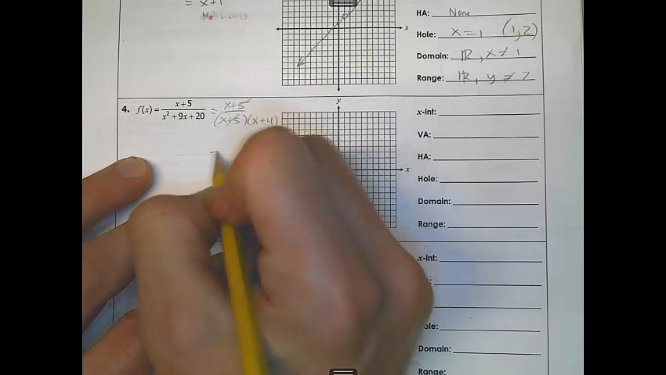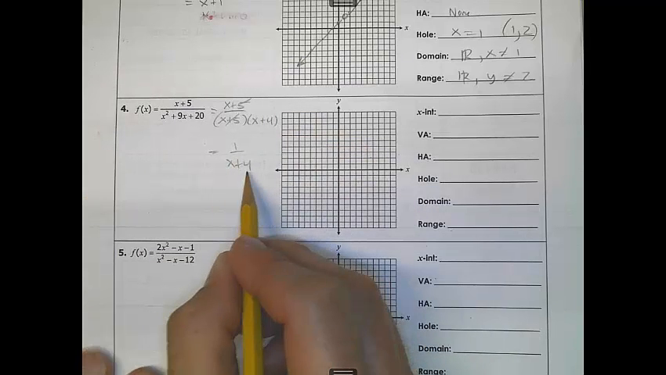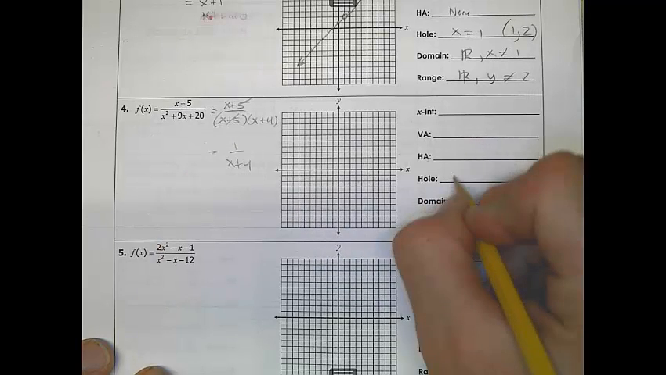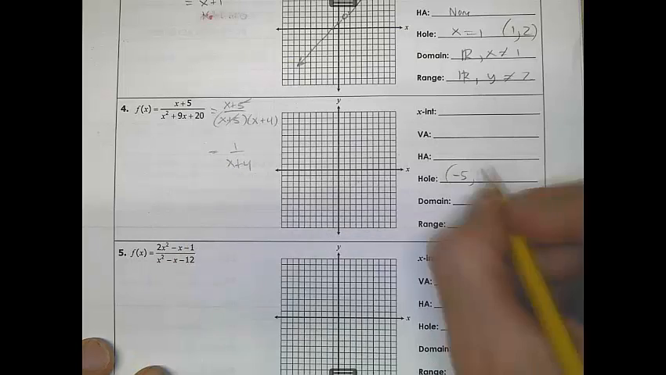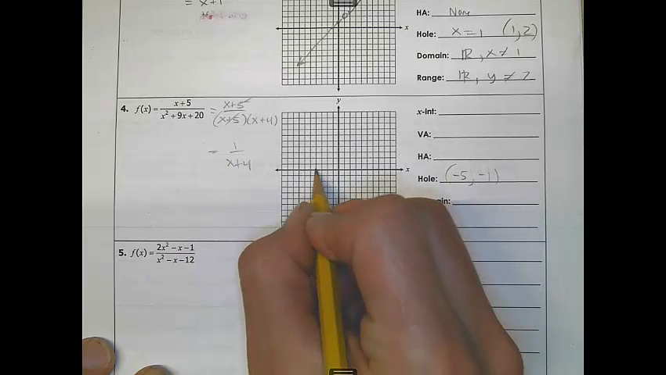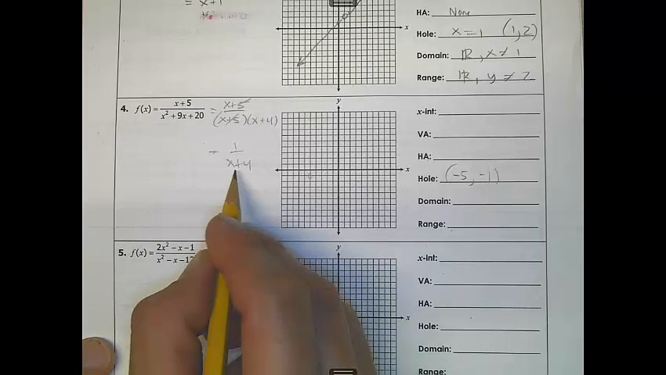Basically, this function simplifies, and our new function, the function that we really care about, is 1 over x plus 4. But that factor that canceled, x equals negative 5, is our hole. So we have a hole at negative 5, comma, and if you plug in negative 5, you get negative 1. So that is our hole: negative 1, 2, 3, 4, 5, negative 1. I'm going to put an open circle there to know that that's a hole. Now I'm just going to use this function to graph the rest.